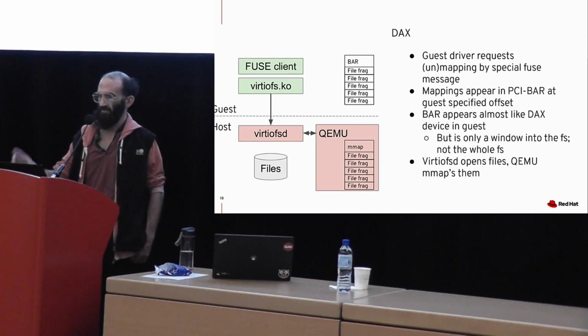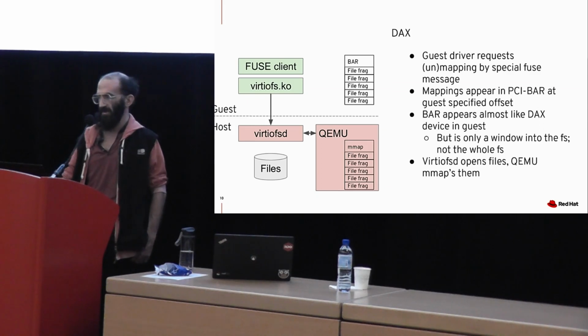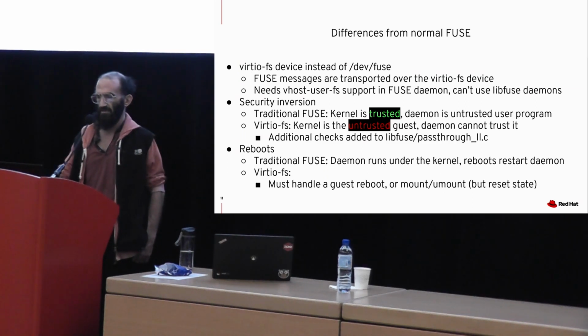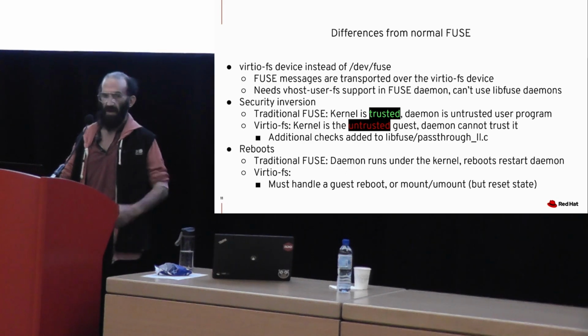One of the problems is we've got a finite size window here, so we can't map all of the files that you have open. We've got to allocate and reuse. So what are the differences from normal Fuse? Well, instead of using /dev/fuse, we've got our own transport, vhost-user, and that means we can't use standard libfuse daemons. We also can't just package up the messages and stuff them over libvhost.